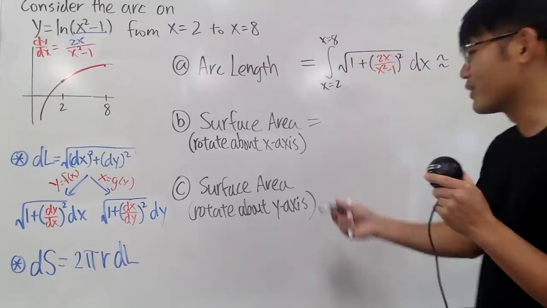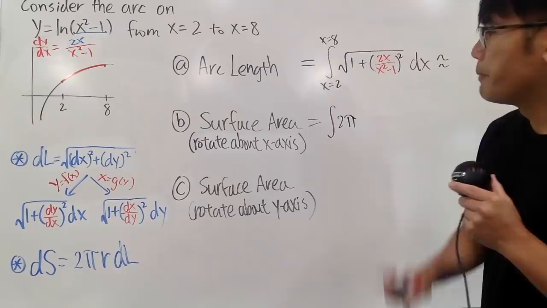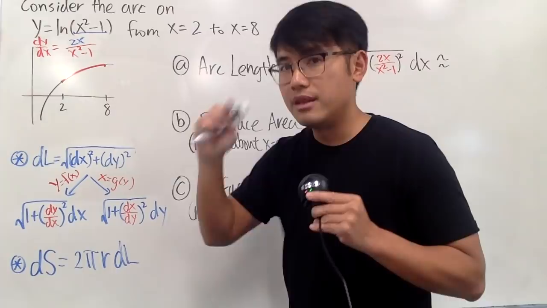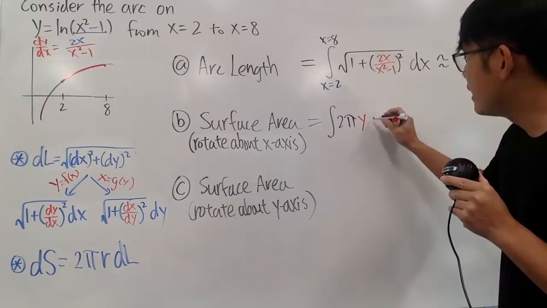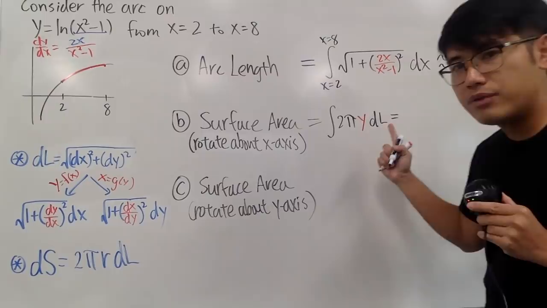We have to have the integral, of course, 2 pi. When we rotate about the x-axis, the radius is, again, the vertical distance, which is the y value. So let me put down the y, and then we put down the dL, of course. And you see that we have to have the dL here.